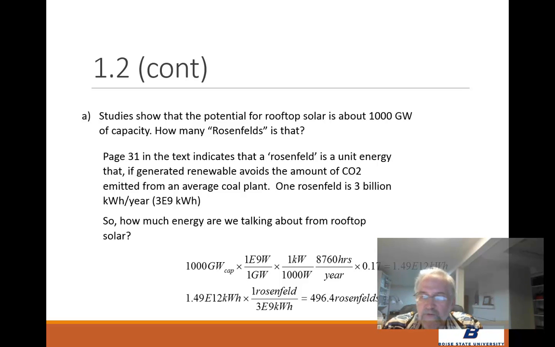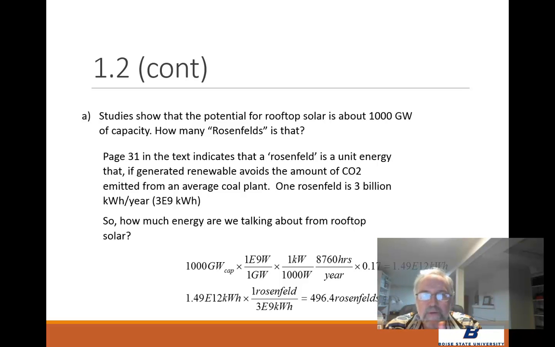And I do the conversion from gigawatts to kilowatts. I know this is confusing: megawatts, kilowatts, gigawatts. We'll probably have terawatts somewhere along the line. Just be careful. Keep track of it. And then we have 8,760 hours in a year, and then we got a capacity factor of 0.17. So that means that if we completely build out all the potential for solar rooftops, that 1,000 gigawatts of capacity, we can count on that creating about 1.5 times 10 to the 12th kilowatt hours in a year.